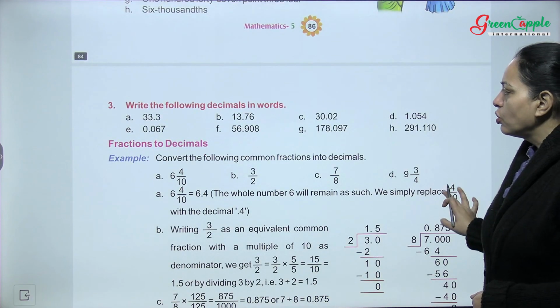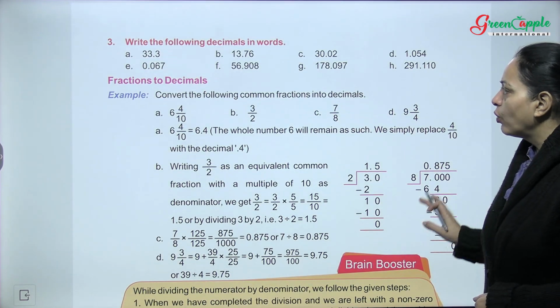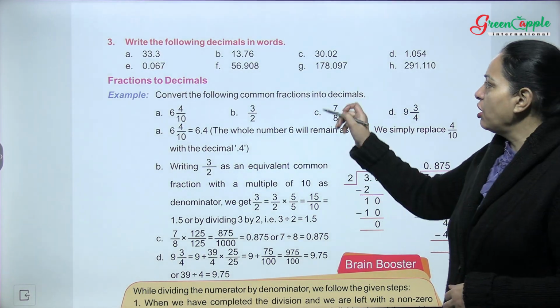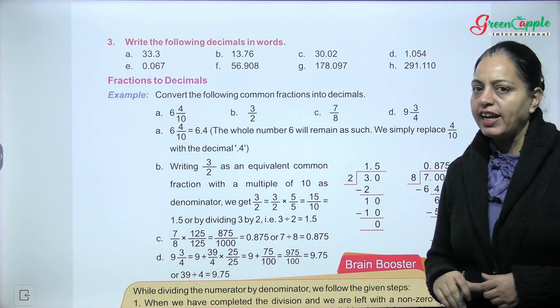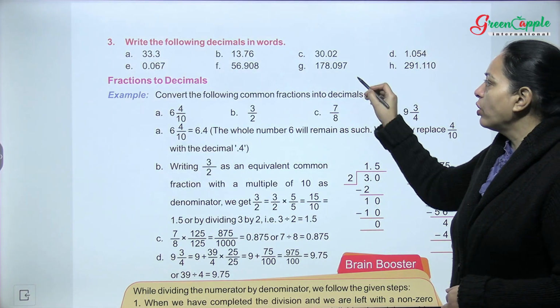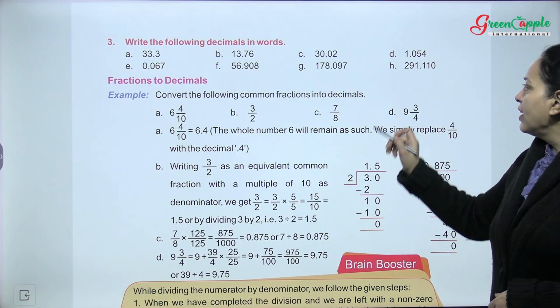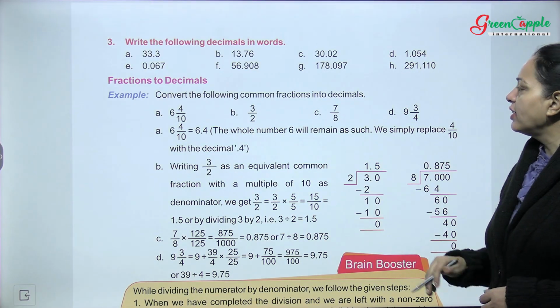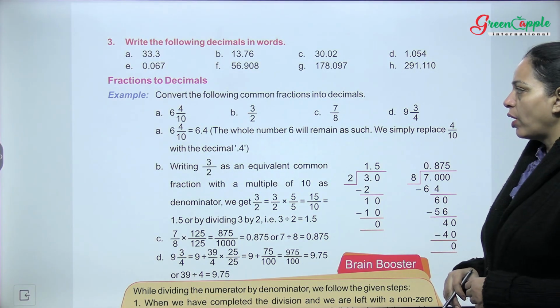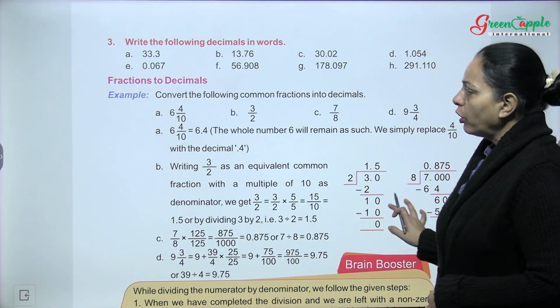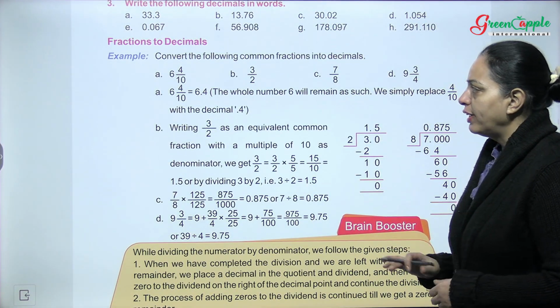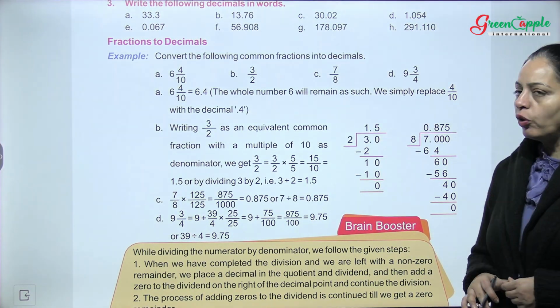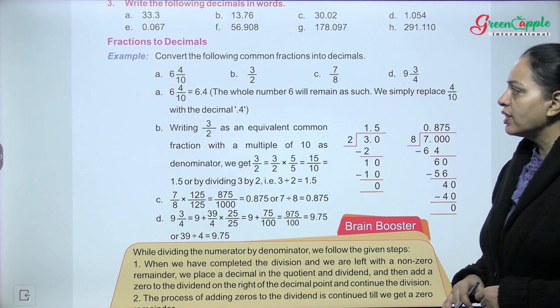Now come to the third question: write the following decimals in words. Like here, G part 178.097. Okay, this one, H, 291.110. Now we are talking about fraction to decimal. Example: convert the following common fractions into decimals.